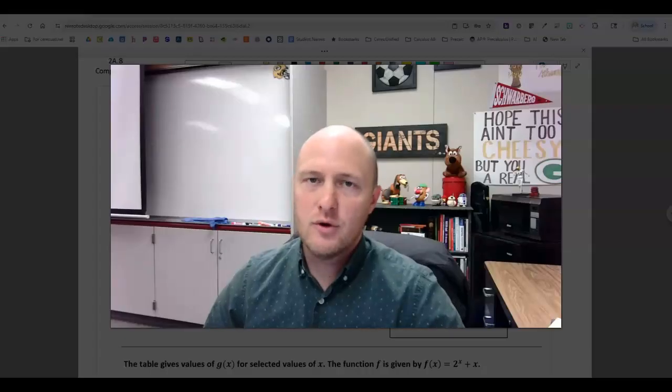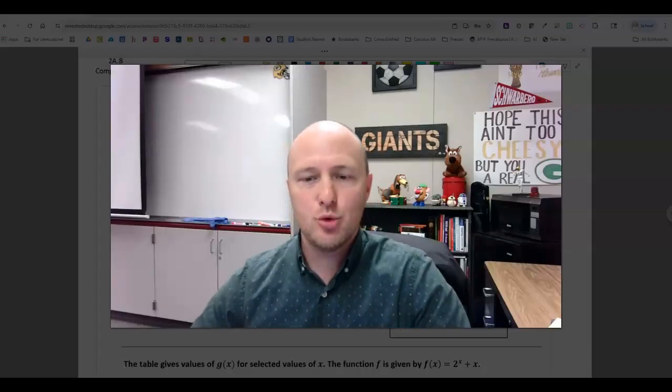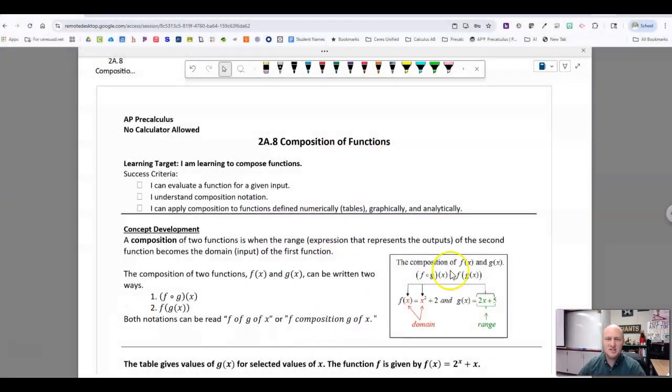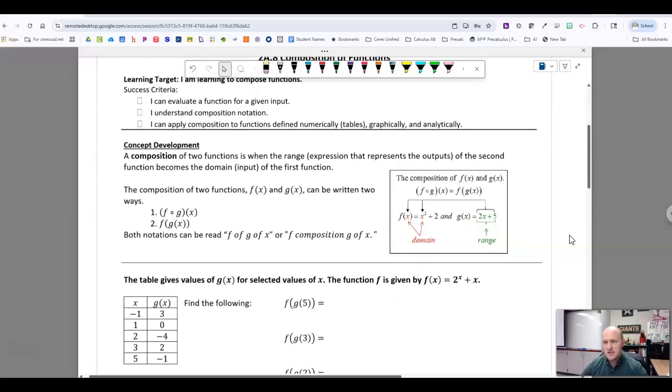Hey there, let's go ahead and talk about compositions of functions, an important and frequently assessed topic on the AP Precalculus exam. This is lesson 2A-8, and you'll be successful if you can evaluate a function for a given input, understand composition notation, and apply composition to functions defined numerically, graphically, or analytically. So let's talk about what composition is.